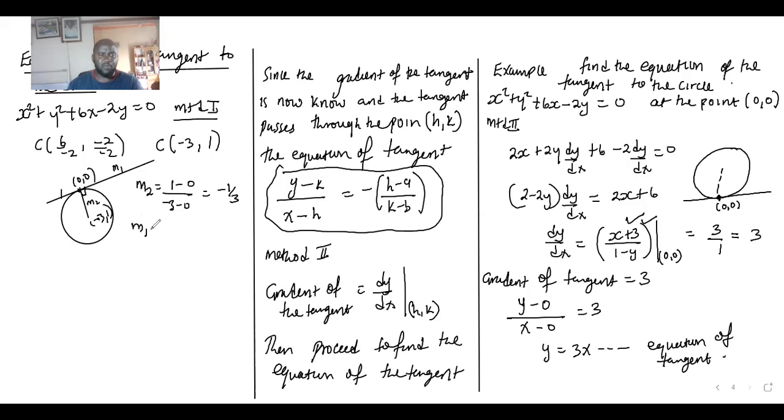Whereas gradient M1 is equal to negative 1 over gradient M2. This will be -1 over -1/3, and the answer is 3. Do you see that we get the same gradient? So the line will have (y minus 0) over (x minus 0) equal to the gradient of the line. So y is equal to 3x is still the equation of the tangent. So whichever method is easier for you, it's what you should take on.